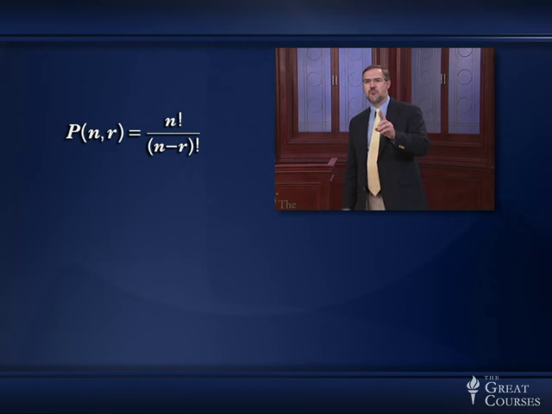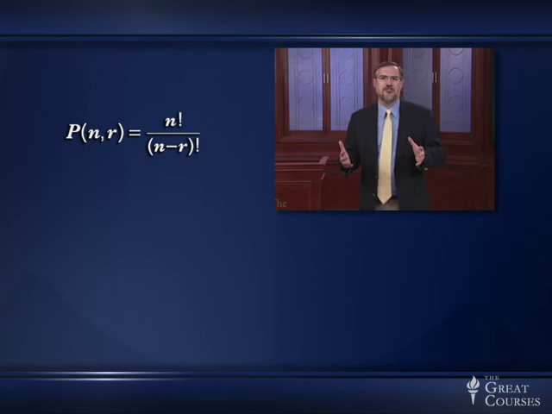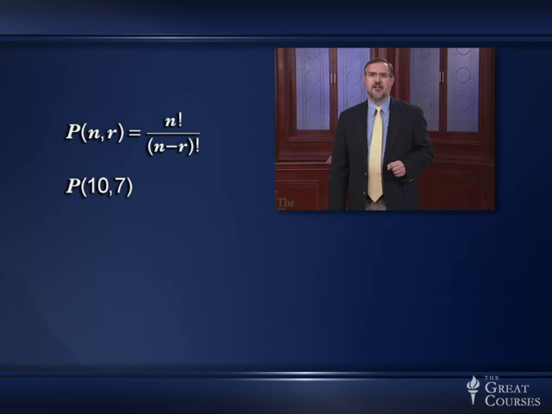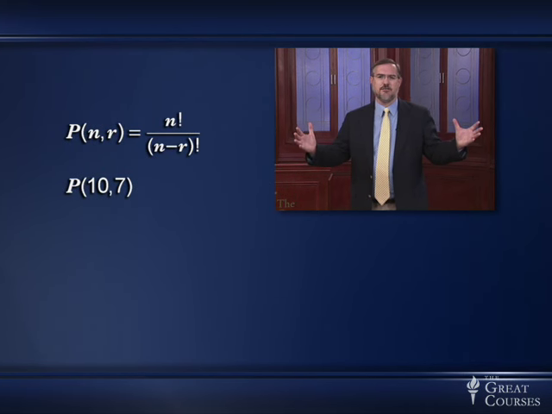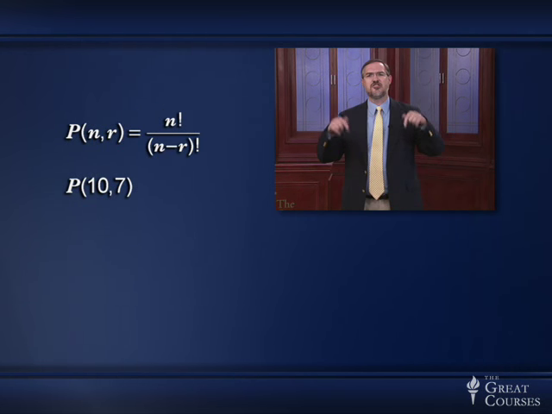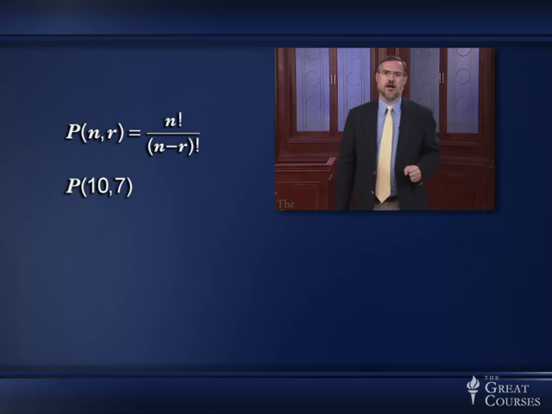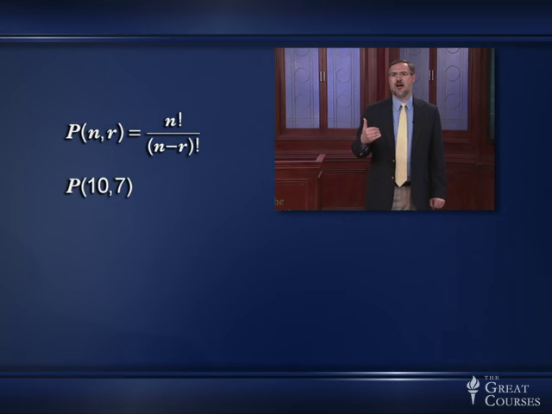And that means, once we've thought through that, the answer to this question of how many different phone numbers we can build is exactly P of 10, 7. 10 being the size of the big set from which we're pulling the digits, and 7 being the number of digits that we want to write down. It's that simple. But what is P of 10, 7?